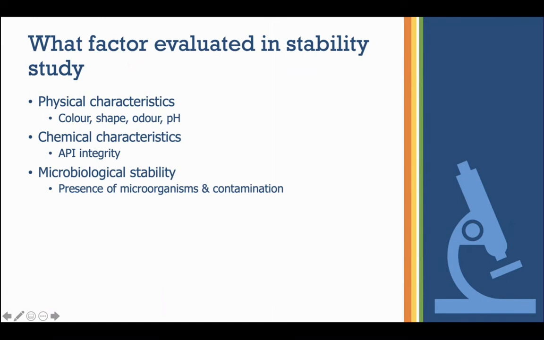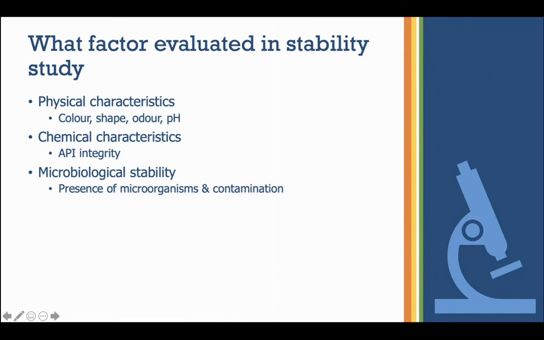Now, what factors are usually evaluated in a stability study? Because as I explained earlier in the definition, the physical, chemical and the microbiological state of the product has to be stable during the shelf life. So these are among the things that are usually being evaluated in a stability study. So the physical characteristics with regards to the color, the shape of the product.